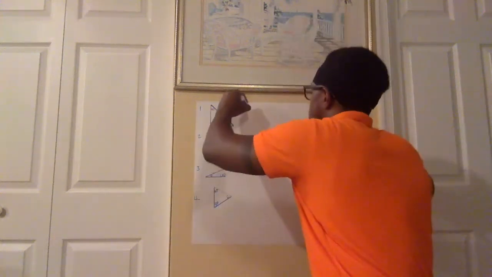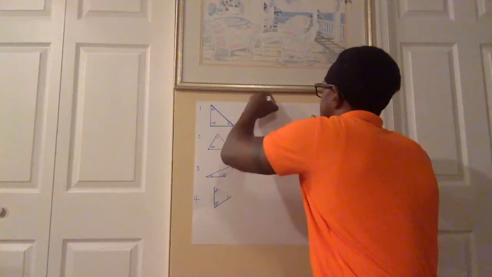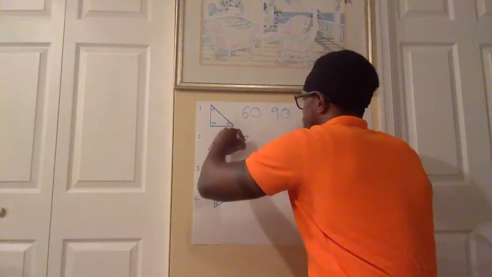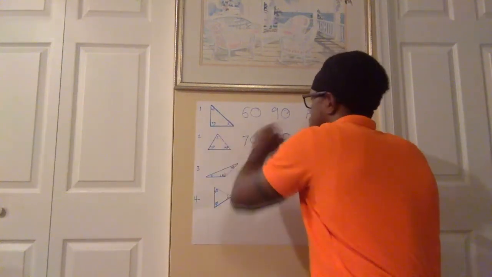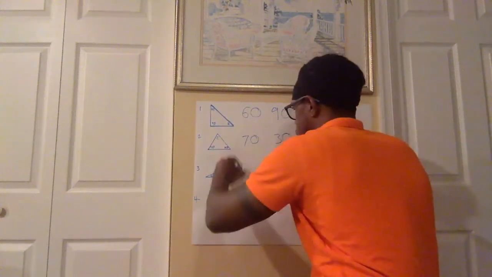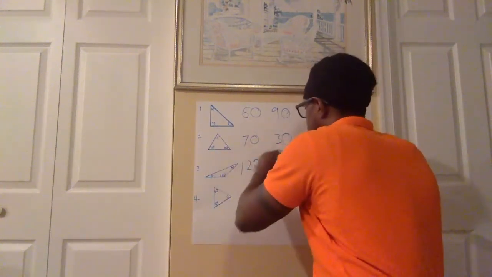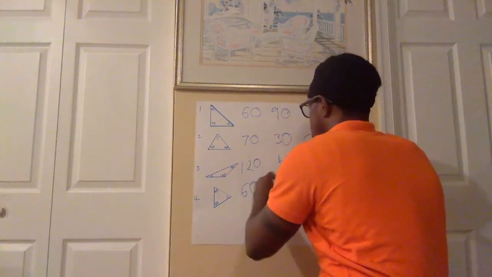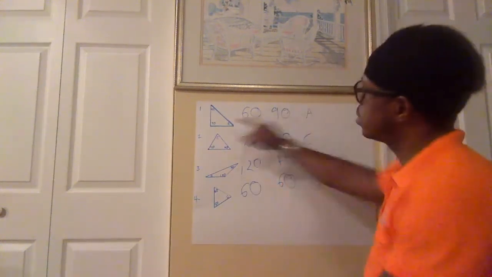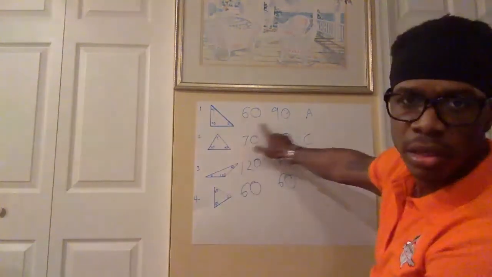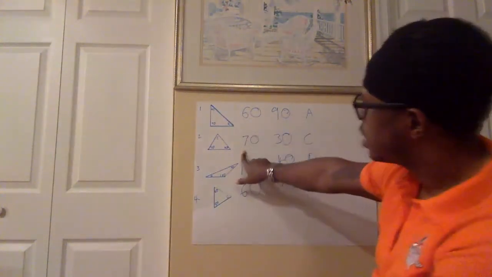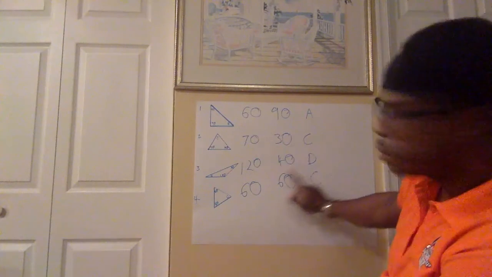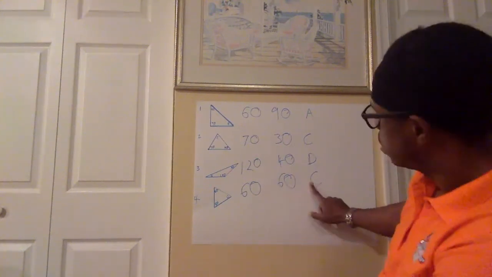So this is 60, 90, and then A. This is 70, 30, and then C. This is 120, 40, and then D. This is 60, 60, and then C. So we know that should be big enough. 60, 90, and then A. 70, 30, and then C. 120, 40, and then D. 60, 60, and then C.